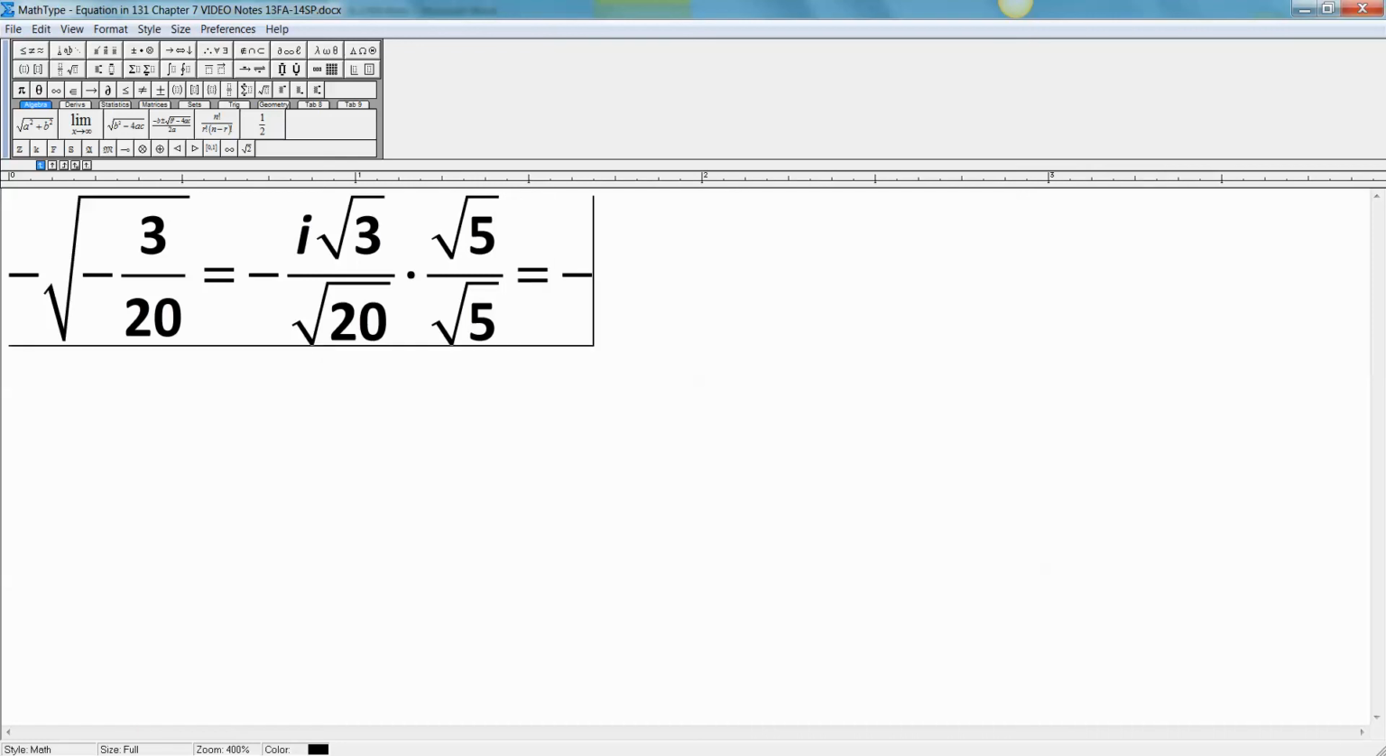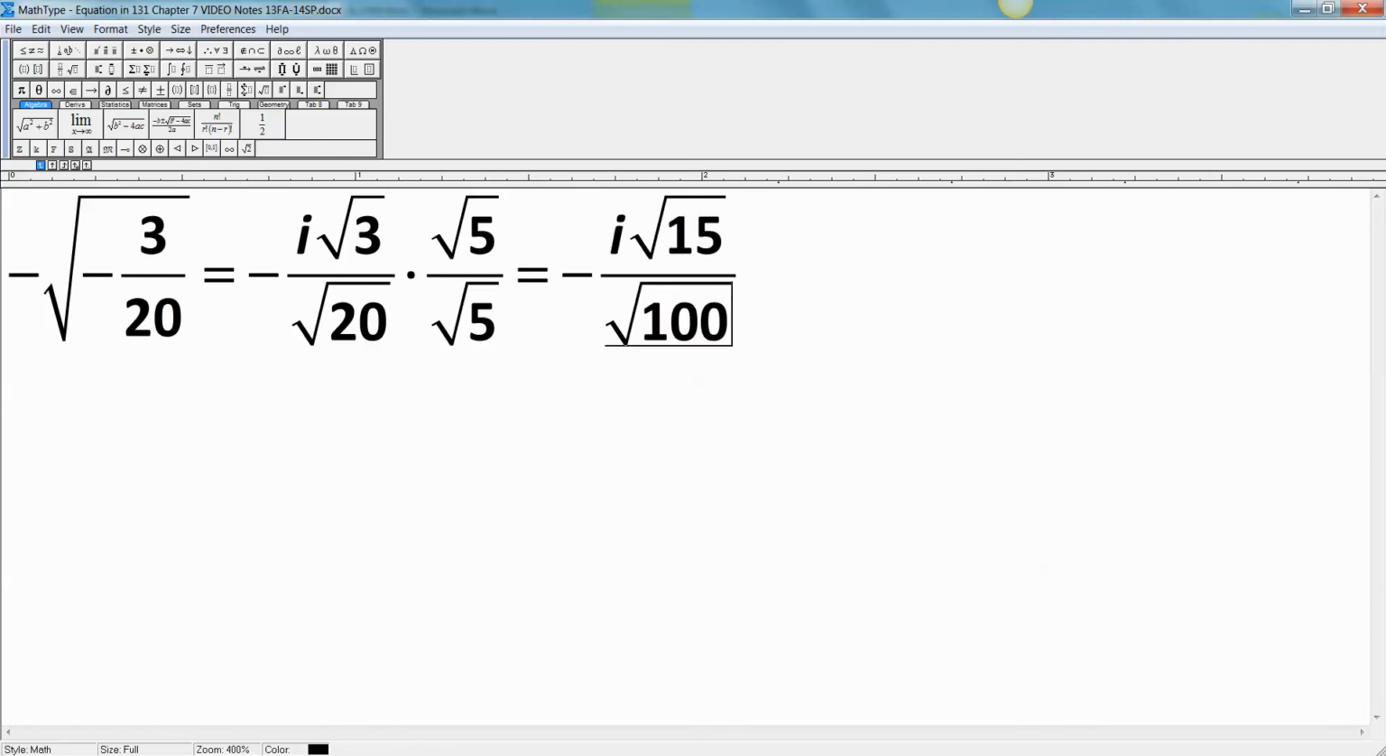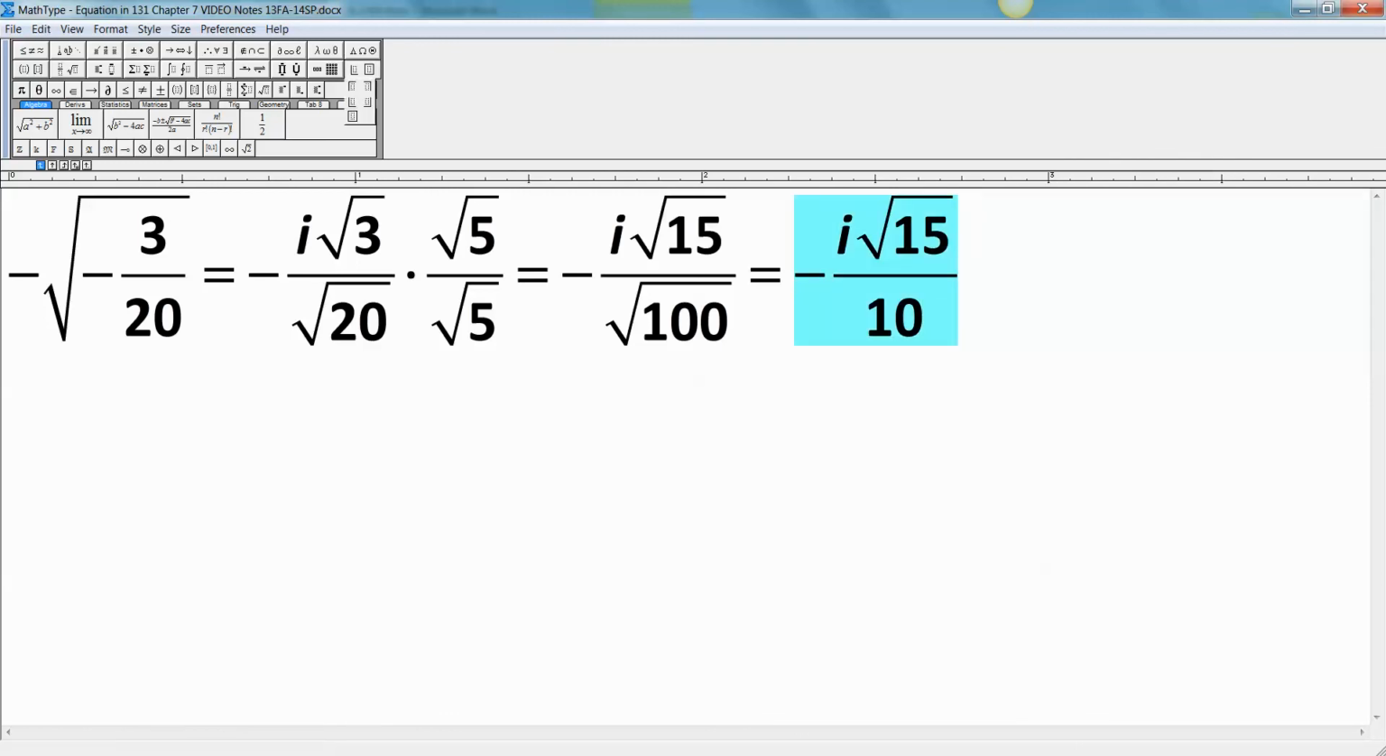This is negative i square root of 15, because 3 times 5 is 15, over the square root of 100, and the square root of 100 is 10. So it's negative i square root of 15 over 10. And we're all done.